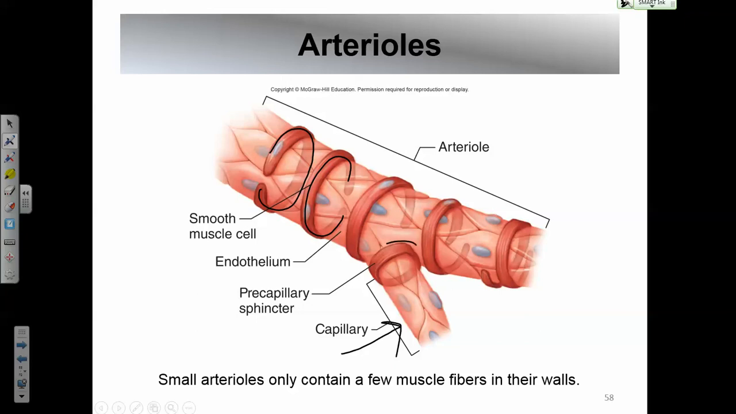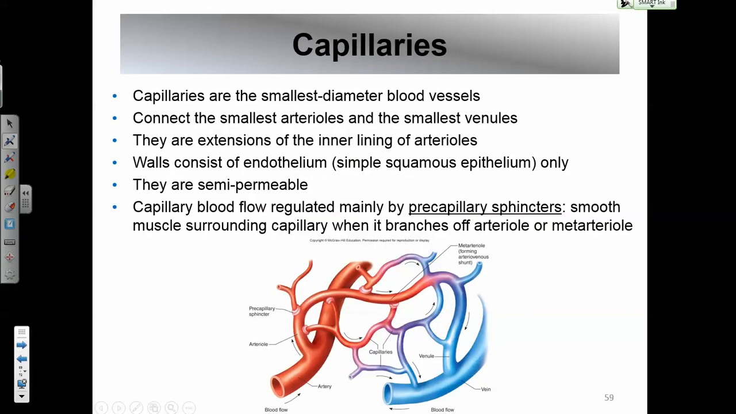See that right there? There's an encircling muscle fiber at the base of each capillary where it joins to an arteriole, and that controls how much blood is going to flow into that capillary. It's called the precapillary sphincter. Sometimes they're more constricted than other times. It just depends on the need of the tissue that's fed by that capillary network, if it needs more blood or less blood. Okay.